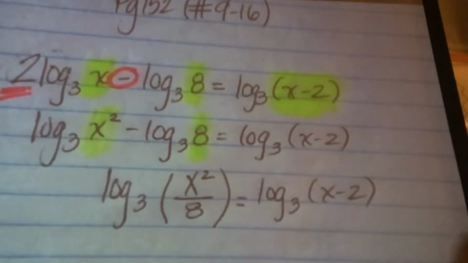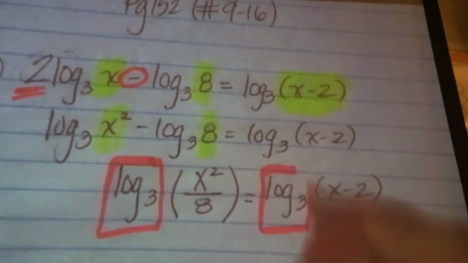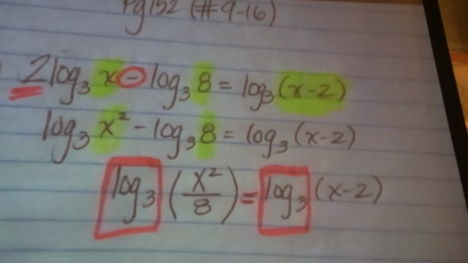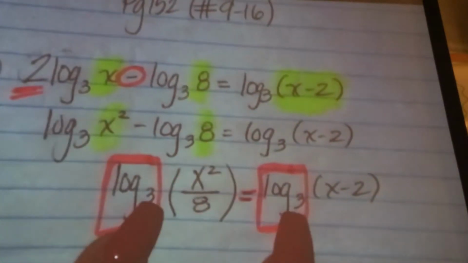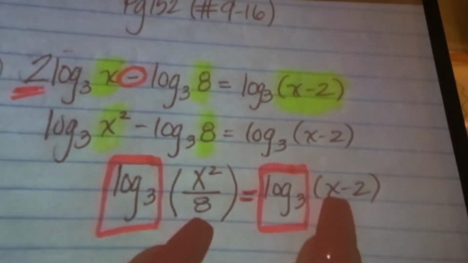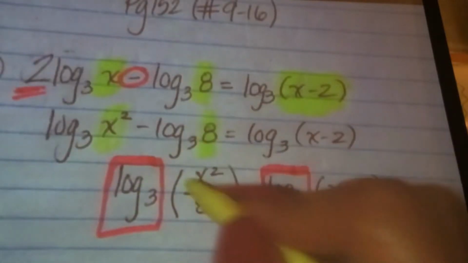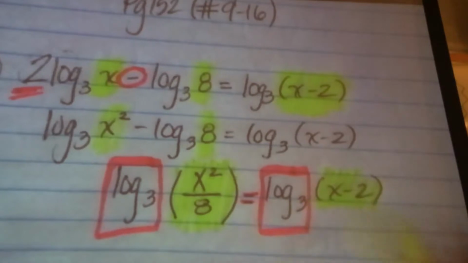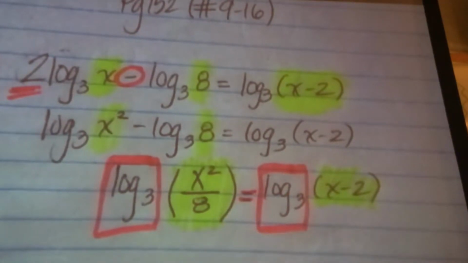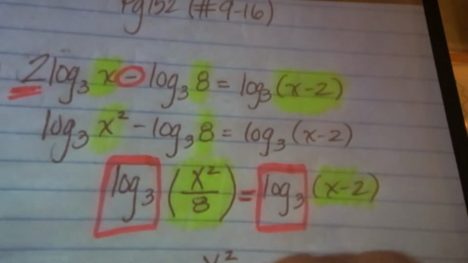I notice that these log base 3's are already the same, and there's an equal sign here. So if the log base 3's are the same and there's an equal sign, then what do we know about the arguments? They also have to be the same because there's an equal sign in between them. So x squared over 8 equals x minus 2.